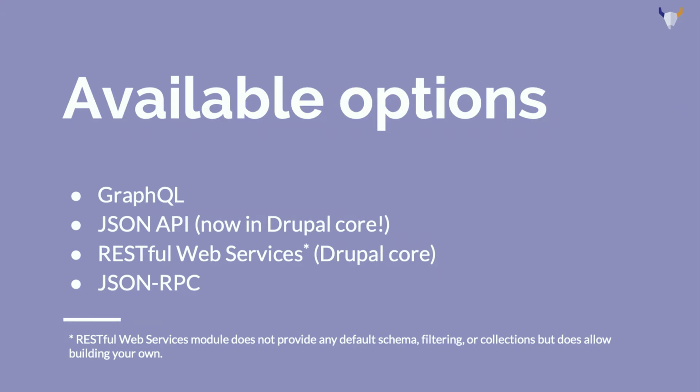Core has always shipped with the RESTful Web Services module, which doesn't provide any, that's the little asterisk at the bottom. You can enable it, but it provides you no real help. It gives you a way to do an API interface, but you have to write the code yourself. There is also the JSON RPC module, which I don't cover in here, but I want to at least mention it. It creates a remote procedure call API using JSON, but I kept that out of the scope of this session.